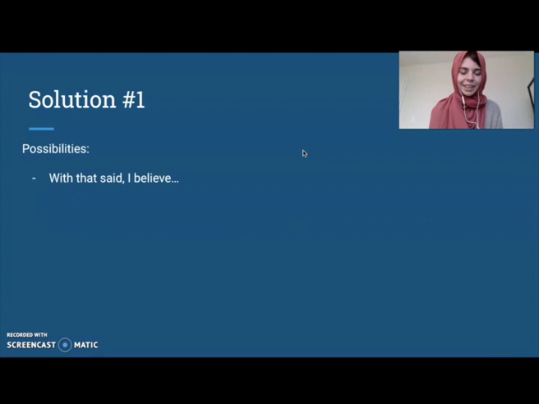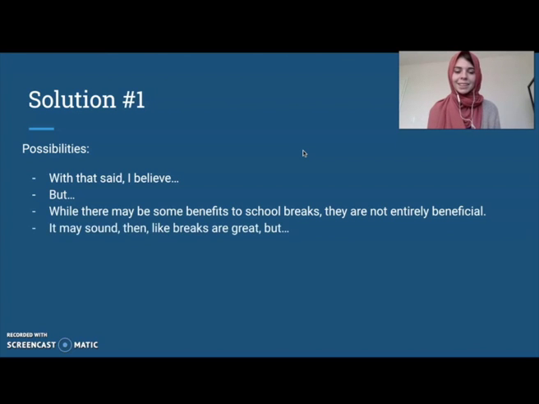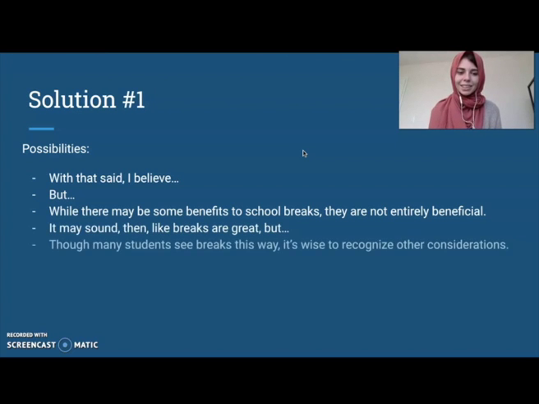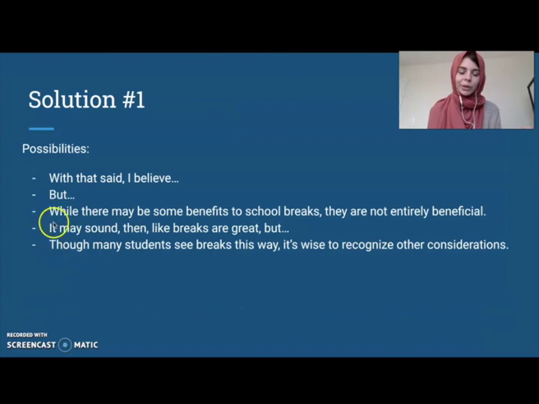So here are some possibilities you could say. With that said, I believe, but while there may be some benefits to school breaks, they are not entirely beneficial. It may sound then like breaks are great, but though many students see breaks this way, it's wise to recognize other considerations. So as you can see here, we have a mix of kind of short words and also longer phrases. So as you're starting out, using this chart and using the short words is very helpful for you. But if you have more time, it's great for you to really think about making a more verbose or longer phrase to help really flesh it out.